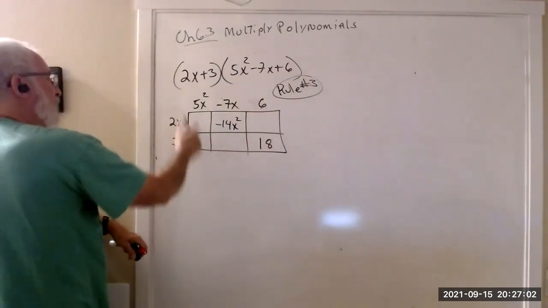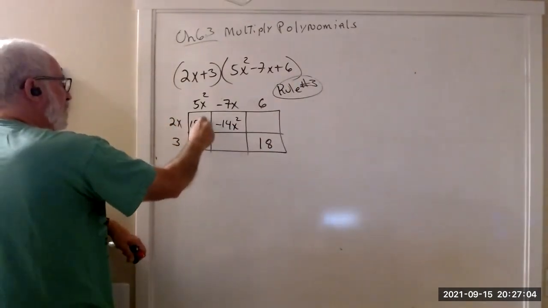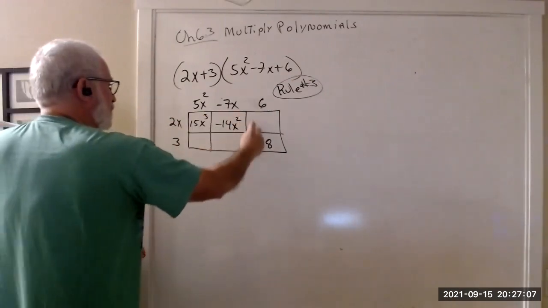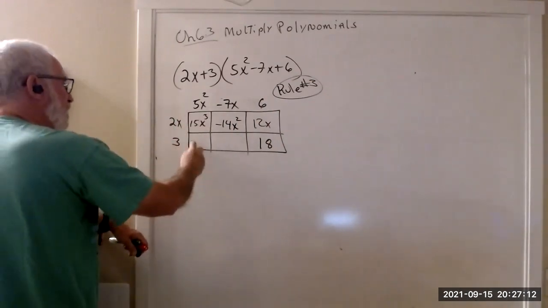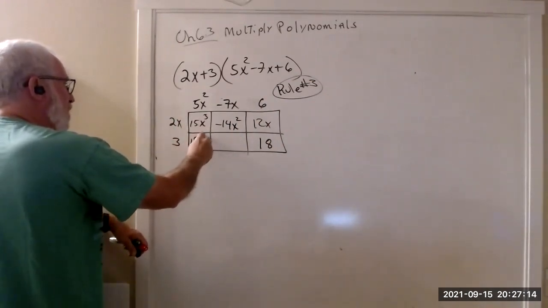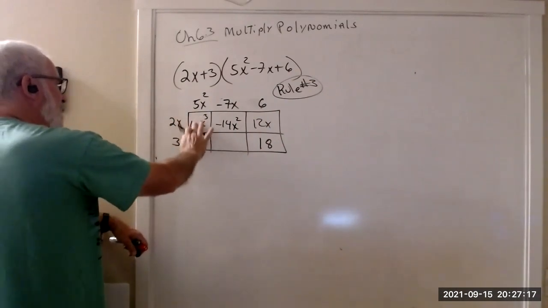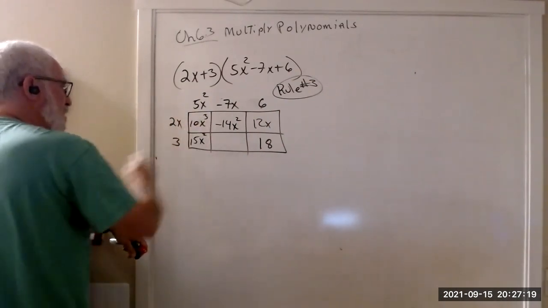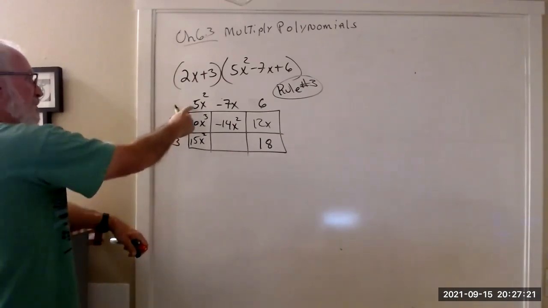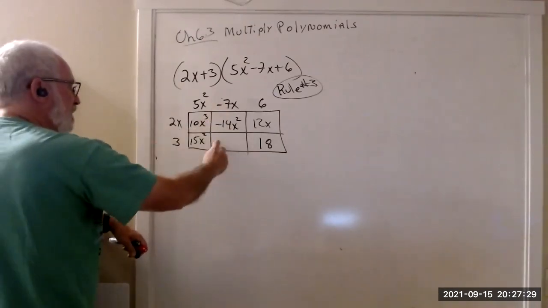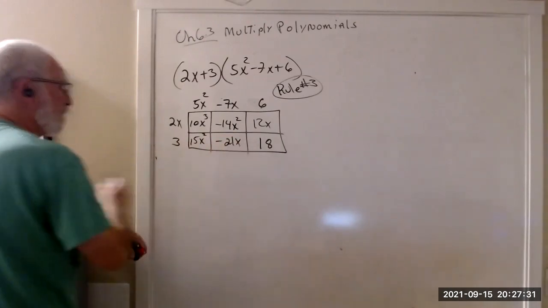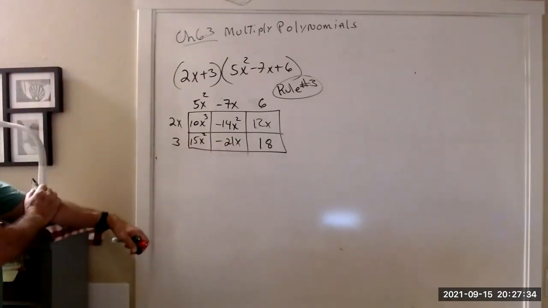So 2x times 5x squared is 10x to the third. 2x times 6 is 12x. 3 times 5x squared is 15x squared. 3 times negative 7 is negative 21x. I screwed up originally when I said 15x to the third, so be careful. So that's called a matrix method.